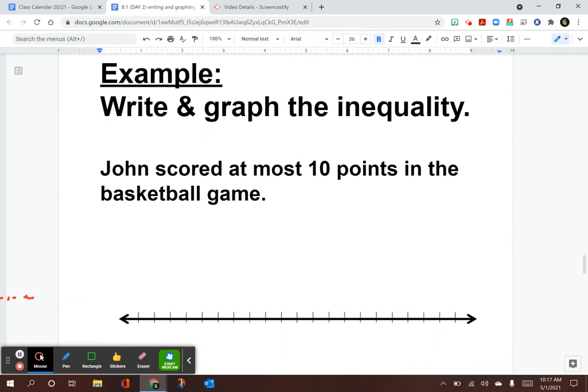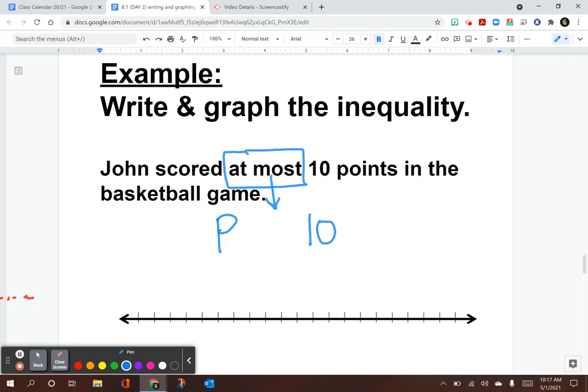John scored at most 10 points in the basketball game. Now, we don't know how many points John scored, so his points are a mystery to me. But I do know that the most he scored was 10. Most means he could have scored 10, but since that's the most, he also could have scored less than 10. He could have scored 9 or 8 or 7. So now I'm going to graph to show all the possibilities for John.